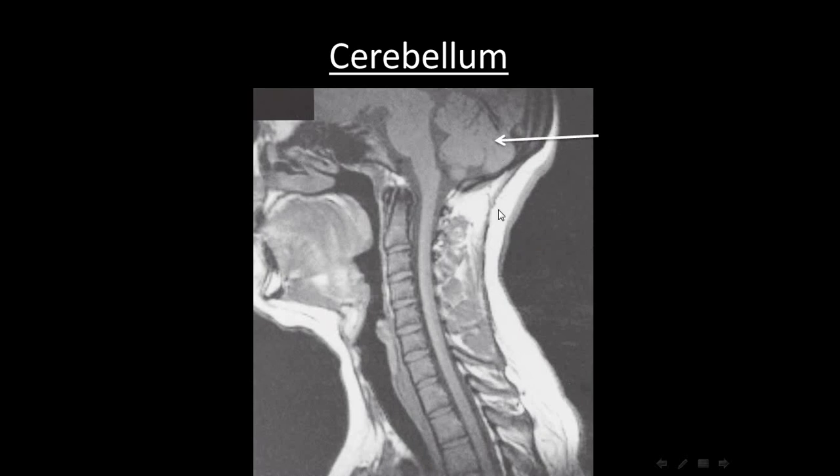This is a T1 MR image of the brain. It shows the location and the normal configuration of the cerebellum. So it lies within the posterior cranial fossa, just below the occipital bone. Superiorly, there is the tentorium cerebelli, which is a reflection of the dura mater that separates the cerebrum from the cerebellum. Anteriorly, there is the 4th ventricle and the brainstem.